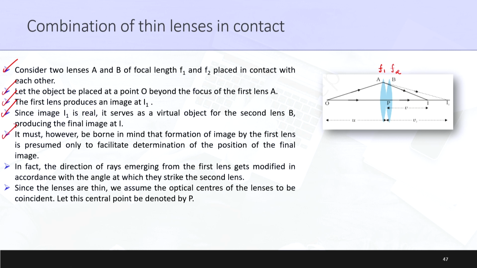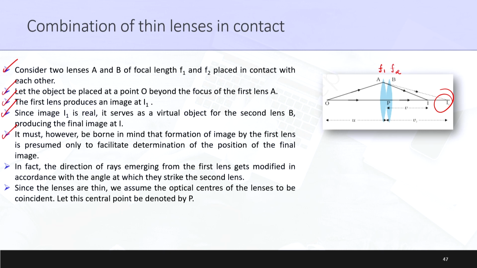So this has also been explained, and it must however be borne in mind that the formation of image by the first lens is presumed only to facilitate determination of the position of the final image, quite evident, because actually there is no such image I1 formed. It is only being assumed so as to mathematically calculate the exact distance of the image from the lens. Okay, let us move on.